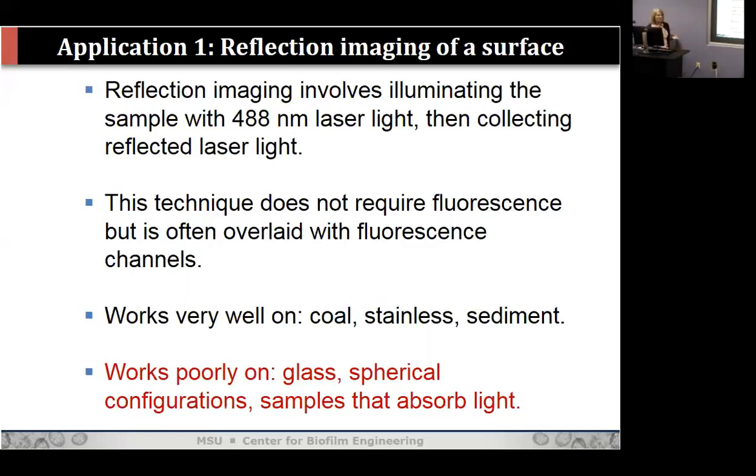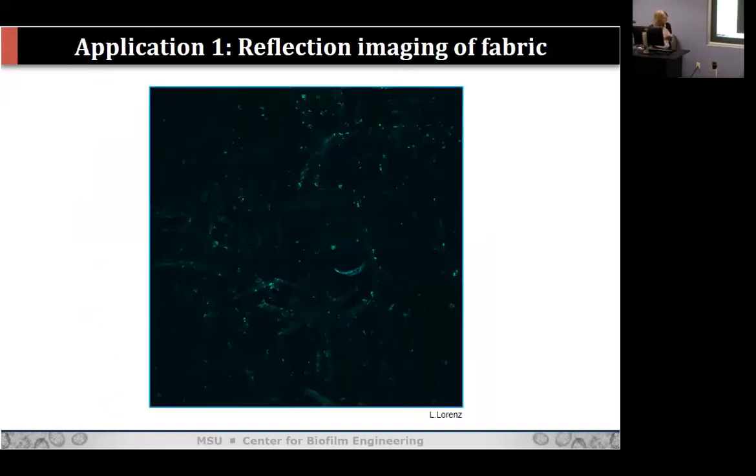Works very well on things that reflect well, not so good on glass beads. The light gets in and bounces around and makes kind of a mess, and not very good on biofilm, but the surface the biofilm is on is really nice. And here's an image that will help you understand the importance of reflection. This is an image that my colleague Lindsay Lorenz took of biofilm on fabric, and you really can't see the fabric. And so the image is not that useful.